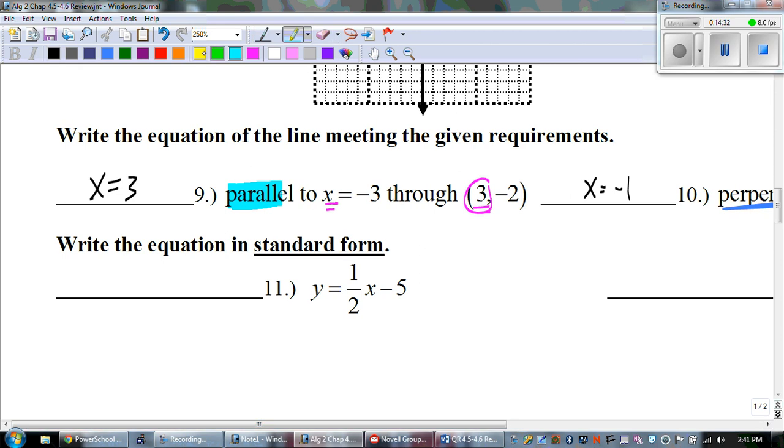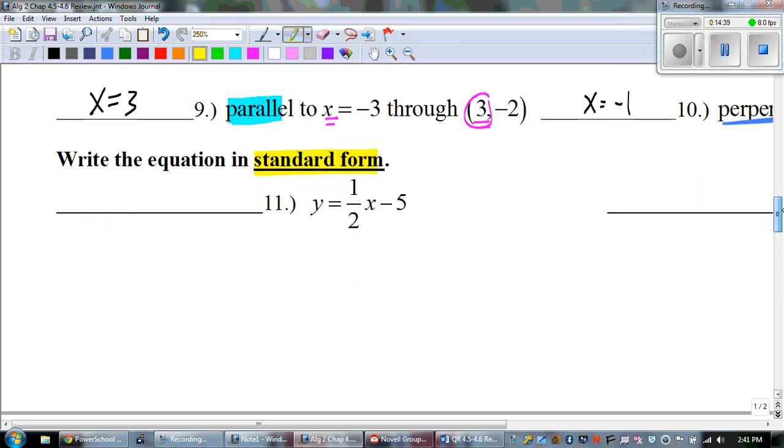Okay, next one. They want us to write this in standard form. Remember, standard form means no fractions, x and y have to be on the same side, and x needs to be positive. Okay, that was the 4.6 notes day 1. So the first thing that I want to do is get rid of my fraction. I'm going to multiply by the denominator, the LCD. 2 times y is 2y.